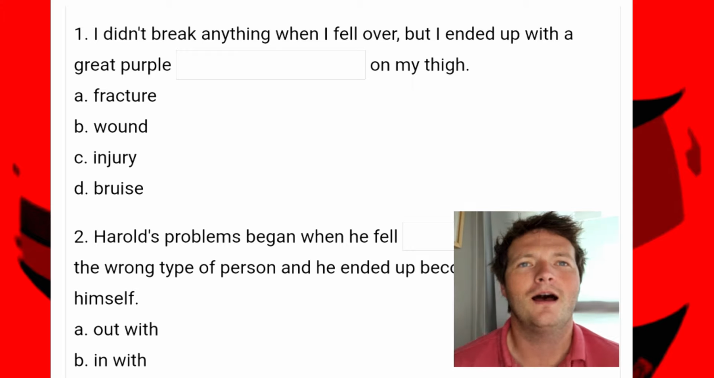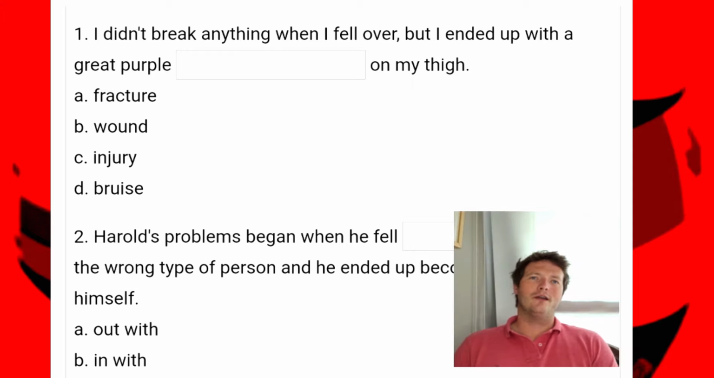I didn't break anything when I fell over, but I ended up with a great purple fracture, wound, injury, bruise on my thigh.